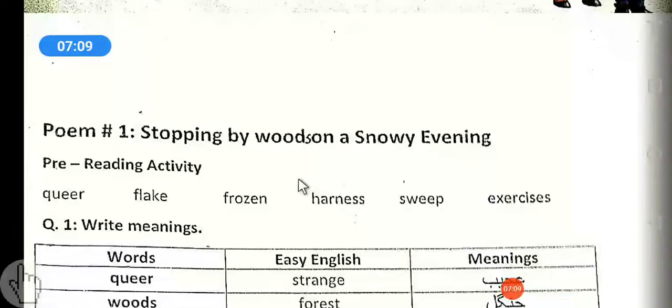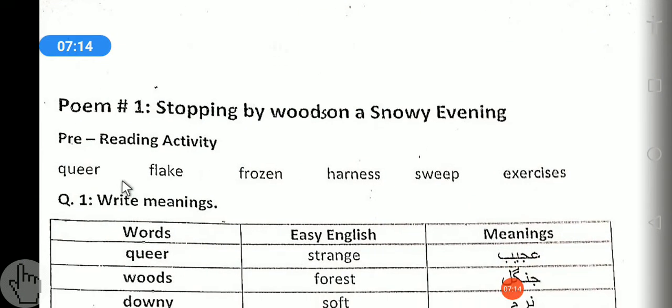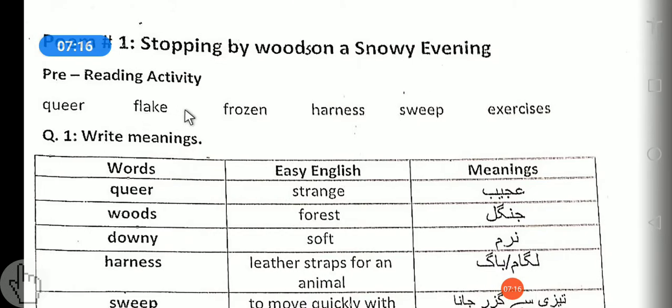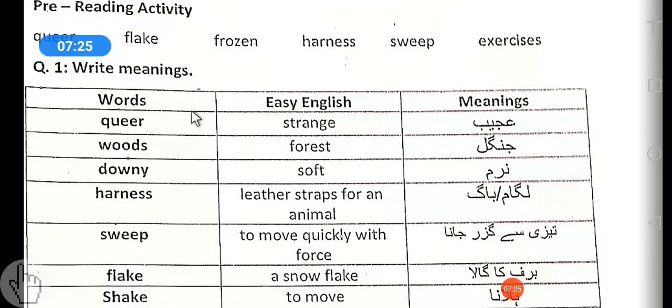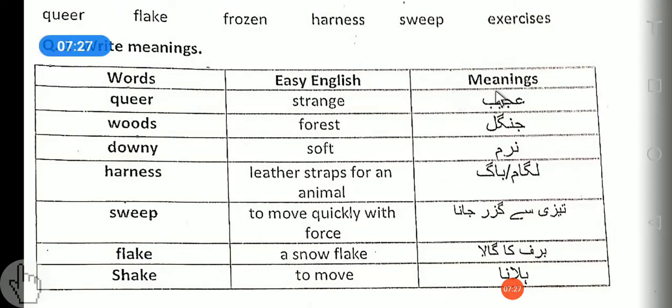Stopping by Woods on a Snowy Evening. It's a pre-reading activity. Queer, flake, frozen, harness, sweep. Exercises. Meanings: words, easy English and meanings.